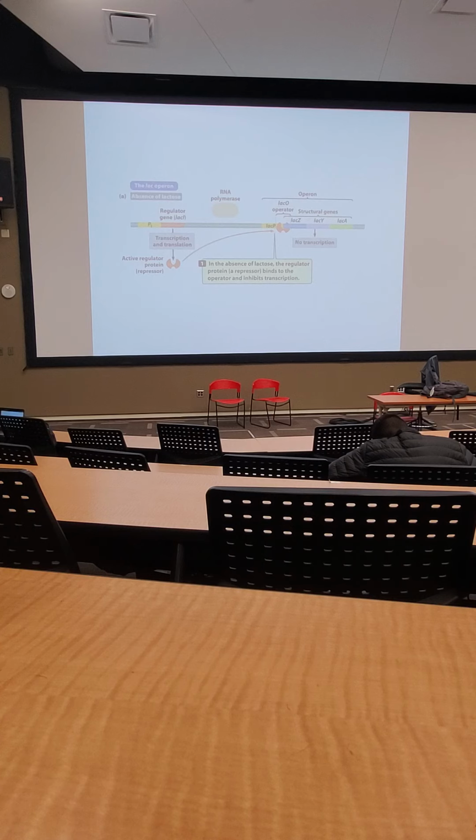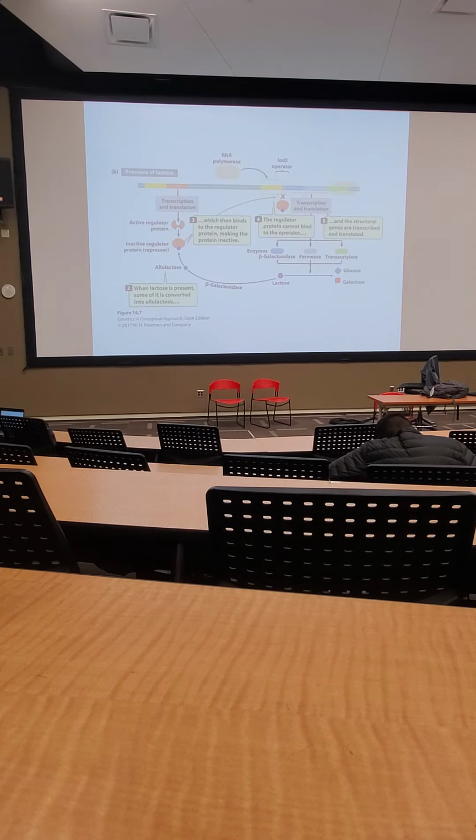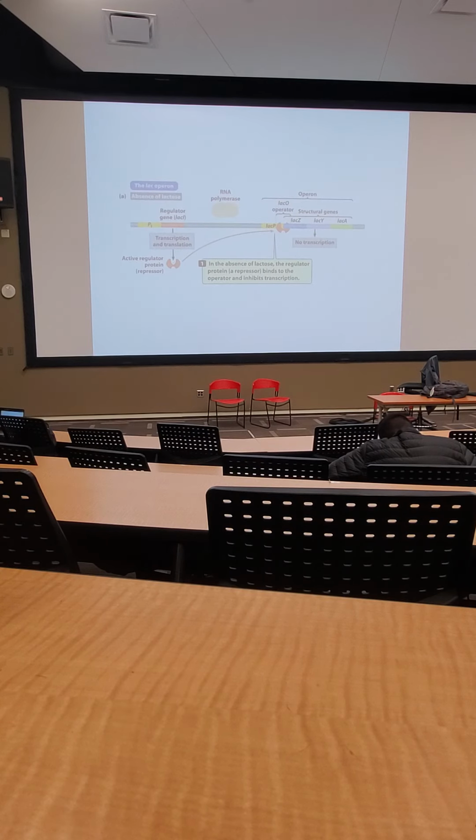When lactose is not present, the gene is off. We add lactose to the system, and the gene is turned on. It's inducible. There was negative control. This is where we get negative control.